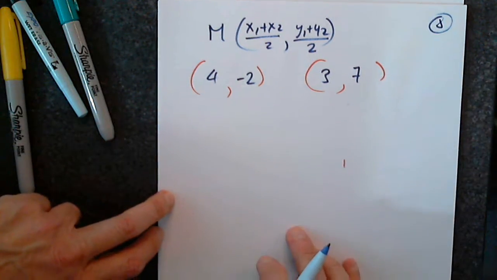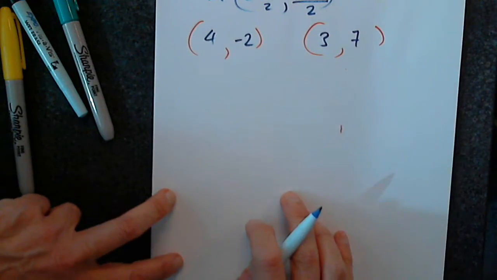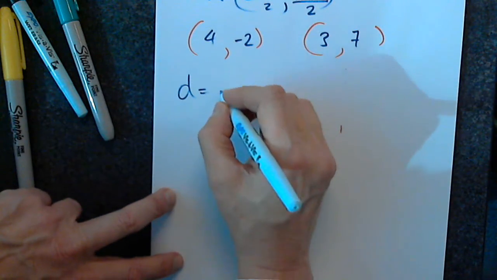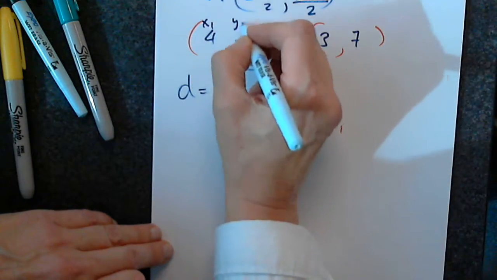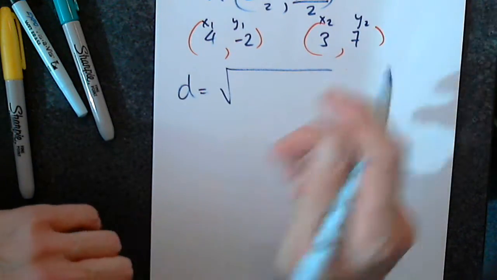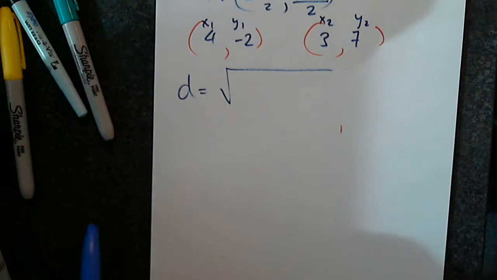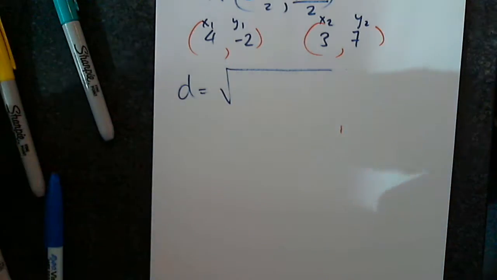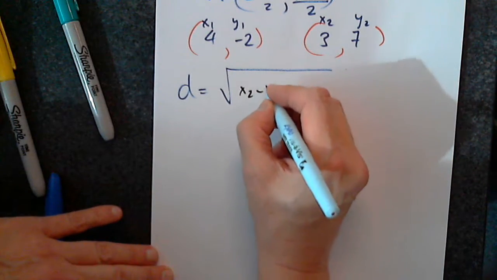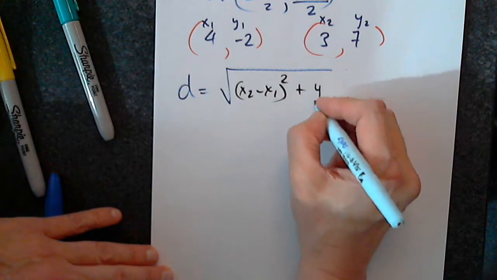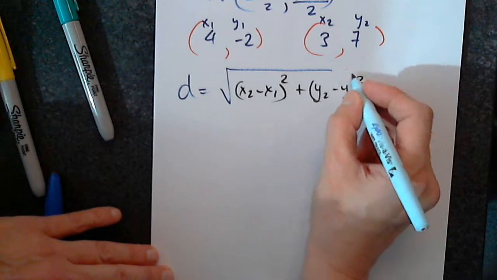Okay. I thought you were going to say 7. Good. First, I label them x1, y1, x2, y2, so I don't mess them up. Second step, I write the definition of the distance. So x2 minus x1, everything squared, plus y2 minus y1, everything squared.